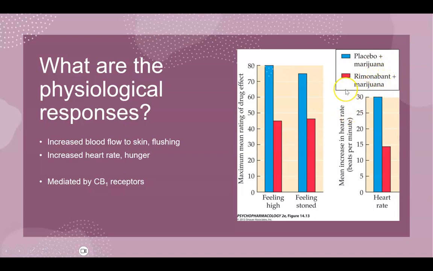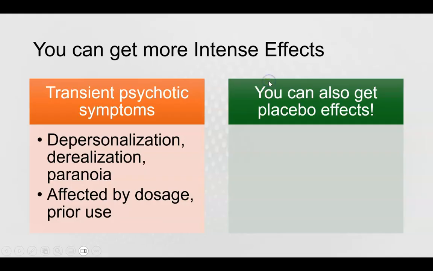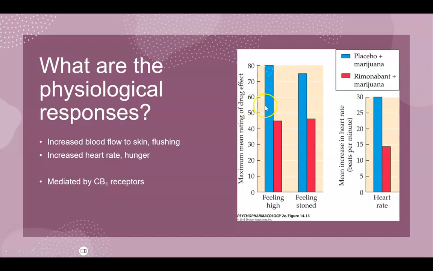Remember that rimonabant is basically an antagonist of the CB1 receptor. So basically, they're going to counteract each other. And you can see the group that has the placebo initially, but then marijuana, they have more of a high sensation, and they're also more likely to feel stoned. They also tend to have a larger increase in heart rate compared to people who are taking marijuana but with an antagonist to counteract it. And a lot of these effects are going to be mediated by those CB1 receptors.